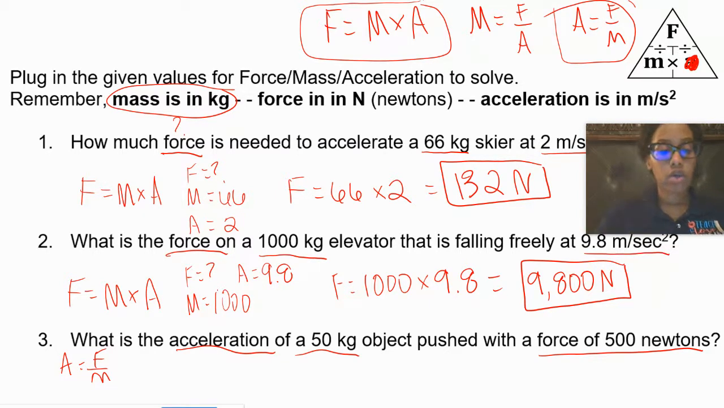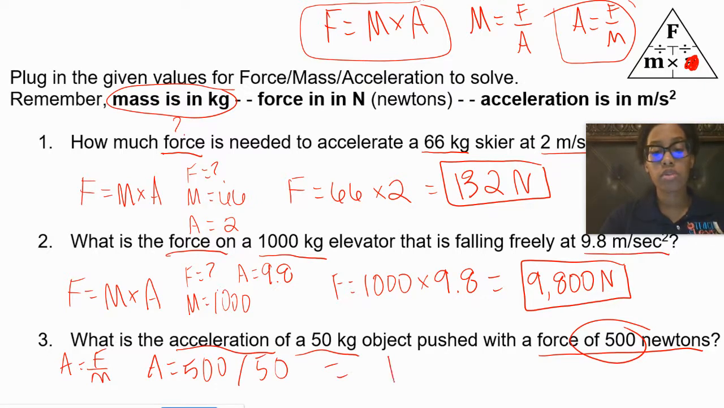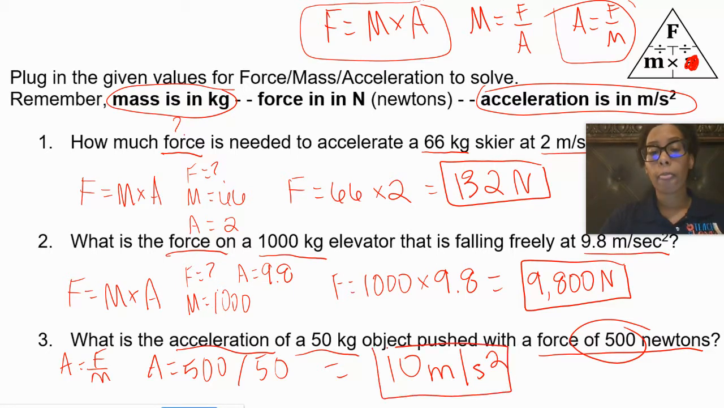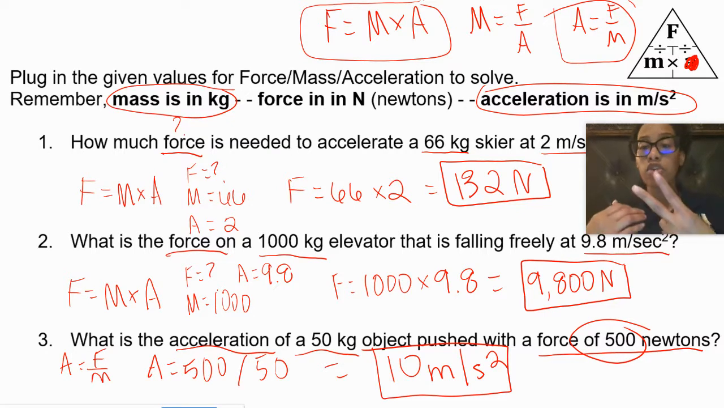All right, so my acceleration is equal to my force, 500, divided by my mass, which is 50, which is equal to 10. Now it says that acceleration is in meters per second squared, so my units are 10 meters per second squared. So we've found force for 2 problems, and we've also found acceleration. The only other thing left is to find mass, and then we should be able to do all of the problems.